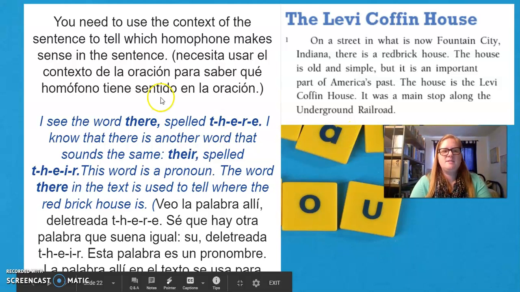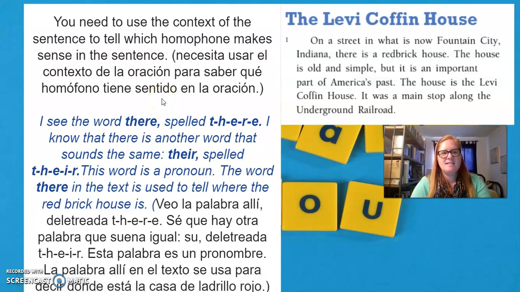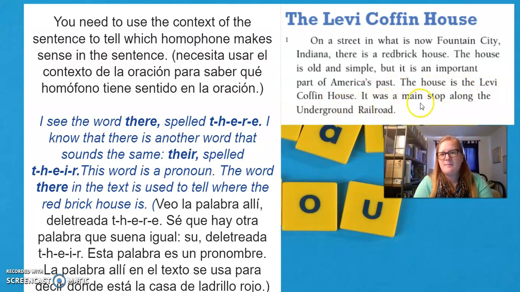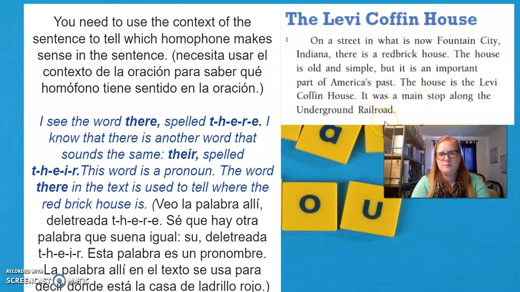So today, you need to use the context of the sentence to tell which homophone makes sense in a sentence. Let me give you an example. We're going to read the text called The Levy Coffin House, and I'm going to read aloud paragraph 1. On a street in what is now Fountain City, Indiana, there is a red brick house. The house is old and simple, but it is an important part of America's past. The house is the Levy Coffin House. It was a main stop along the Underground Railroad.